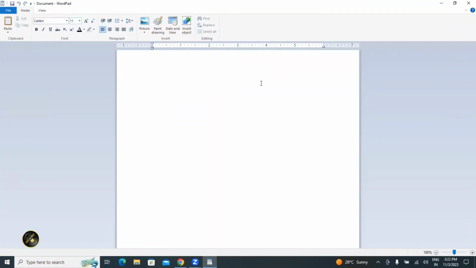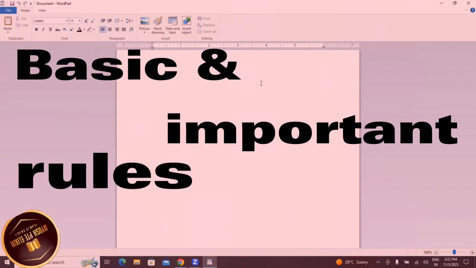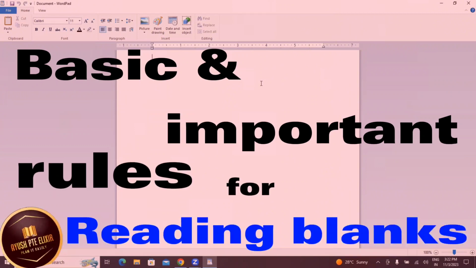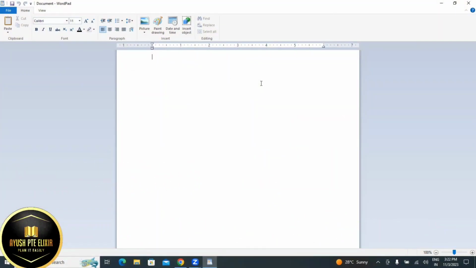So guys, we will be starting with some of the basic and important rules for reading and writing blanks, or you can say the dictations as well, which also work for you in the exam. Just try to note them down as much as you can.